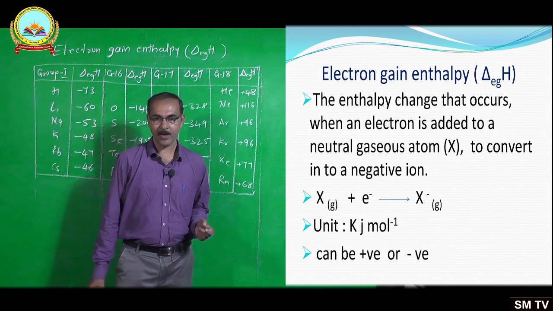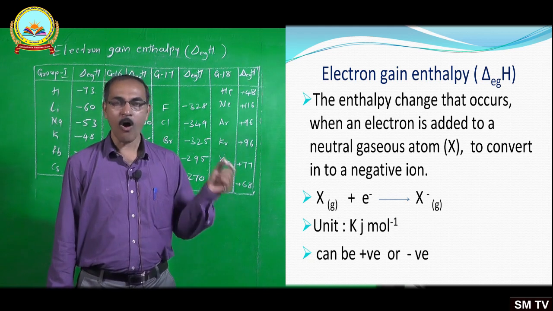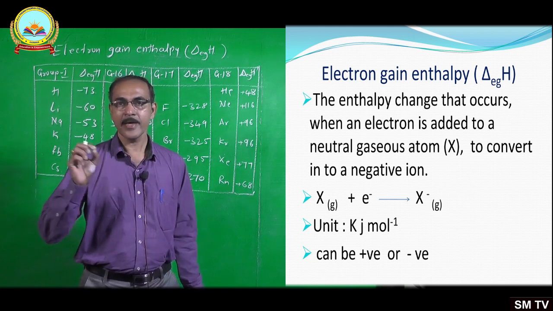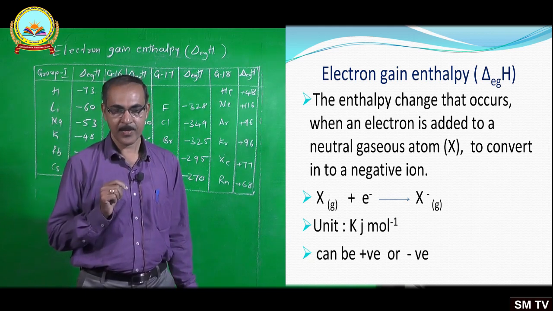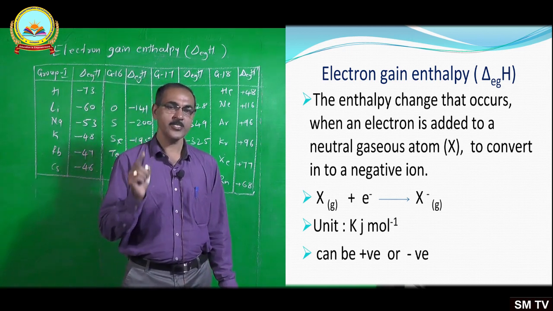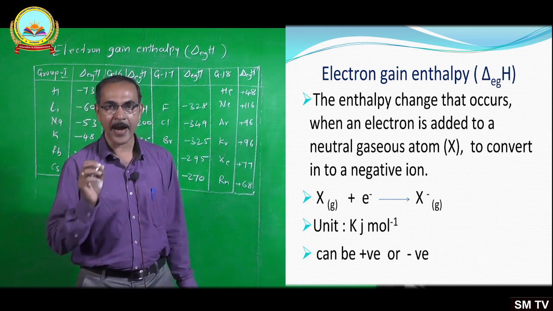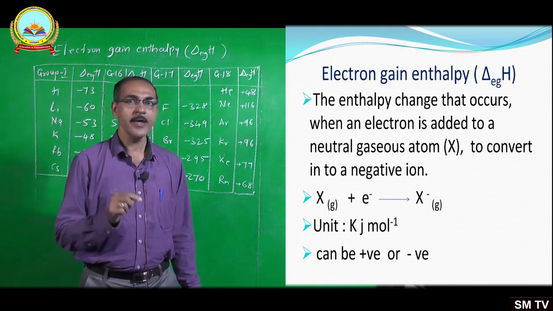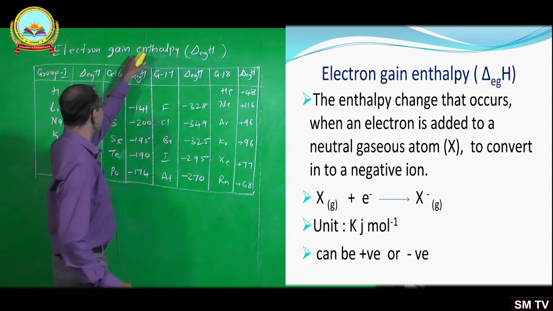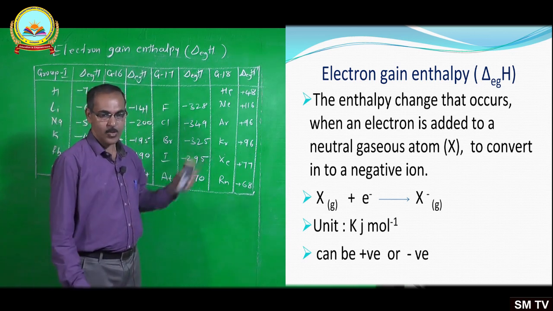Electron gain enthalpy is defined as the change in enthalpy that occurs when an electron is added to an isolated gaseous neutral atom. Let me repeat this. Electron gain enthalpy is the change in enthalpy that occurs when an electron is added to an isolated gaseous neutral atom. See here, it is an electron gain. An atom gains an electron in this process.